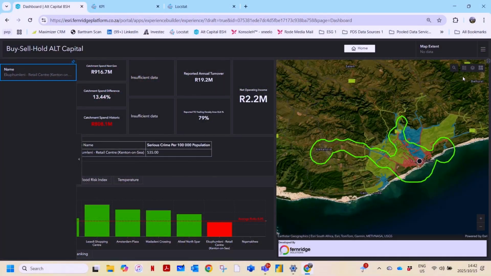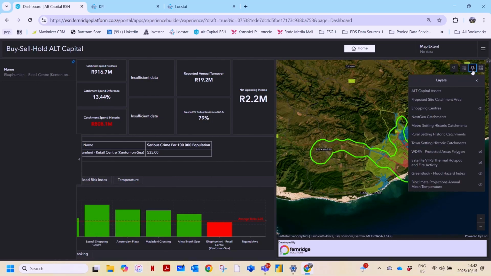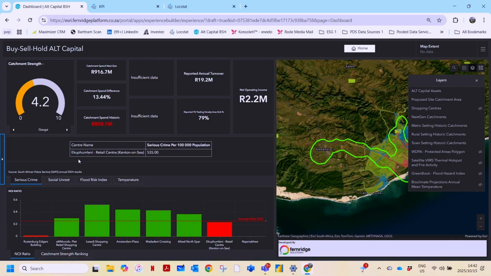Right. So within this, I talked about integrating impact and ESG factors into your decision-making process. What we have built in at the moment is a couple of fairly simplistic environmental and social factors in the decision-making process. As an example, we're collecting data on serious crime. We're looking at social unrest. We're looking at a flood risk index for that particular asset, and we're looking at temperature. Those are all built into what we call the catchment strength model number.